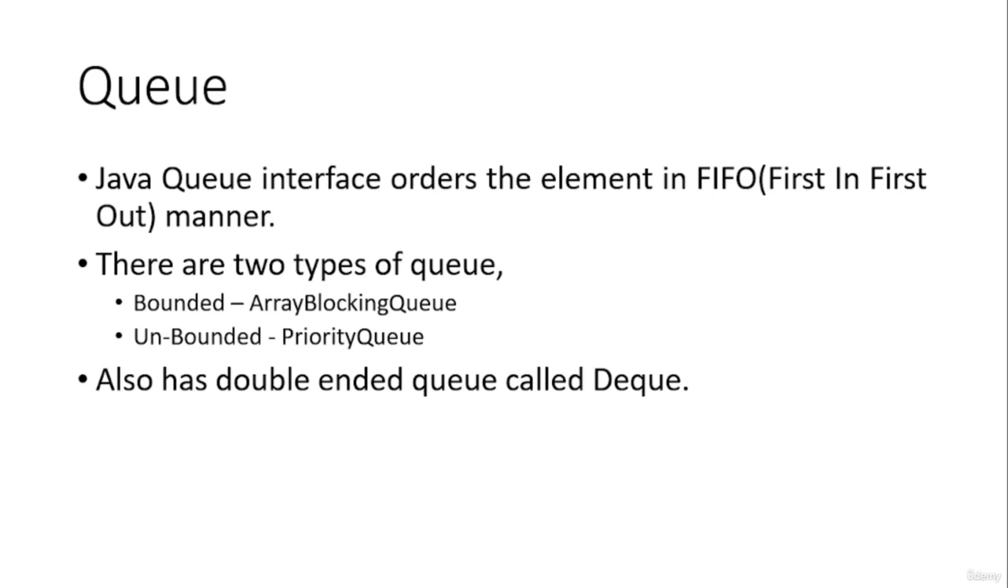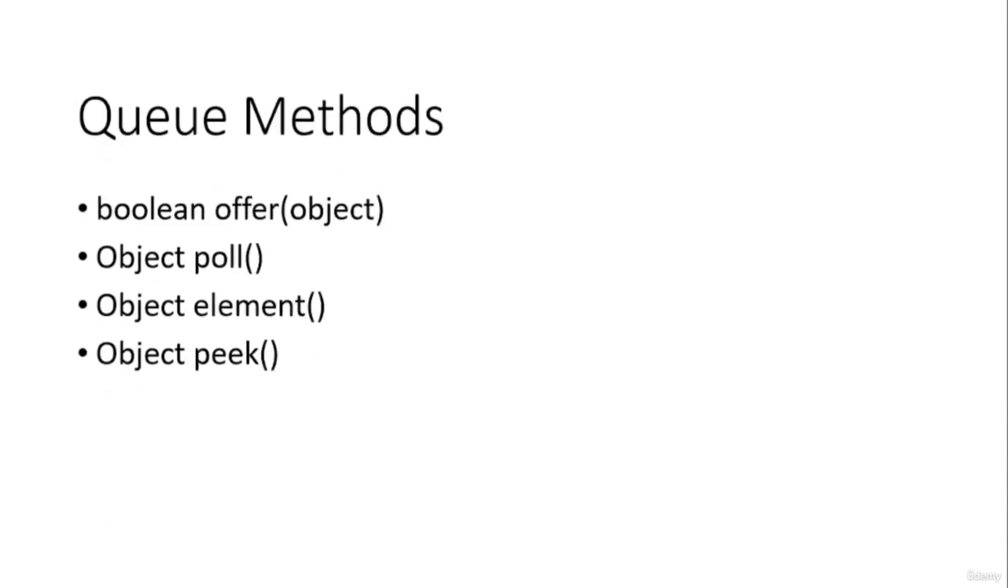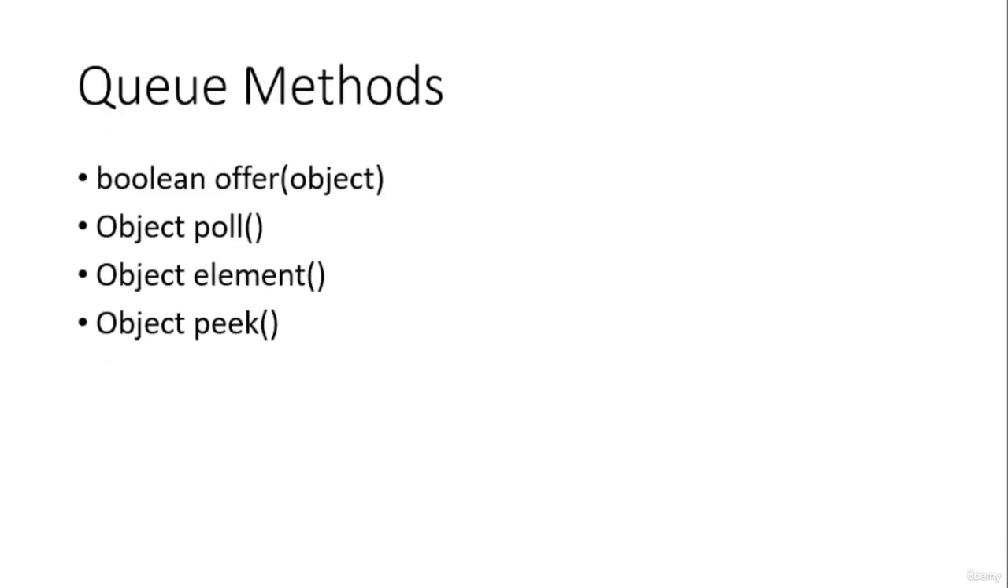So that covers the basic things about queues. And there is another double-ended queue called Deque in Java. Deque is an implementation of double-ended queues in which we can add and delete elements from both sides of the queue. So let us see some methods in the Queue interface.